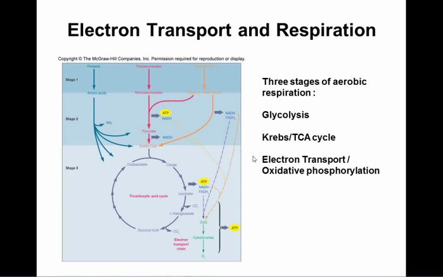And the last step is electron transport and oxidative phosphorylation. Electron transport transfers these electrons from NADH onto oxygen, which is the terminal electron acceptor. During that process, it's possible to generate a proton gradient and use that to produce ATP.